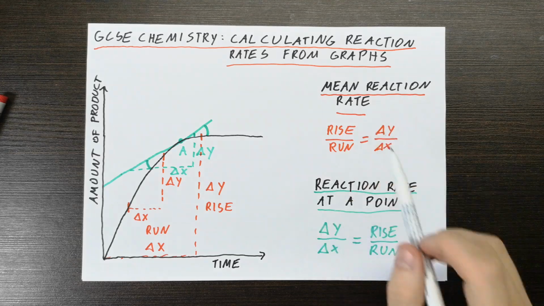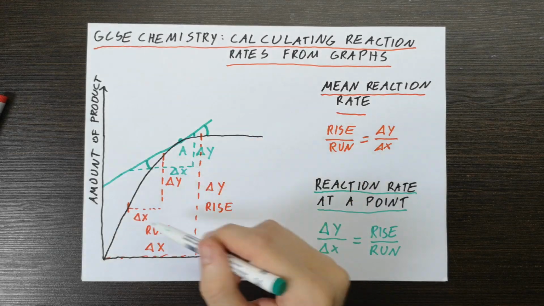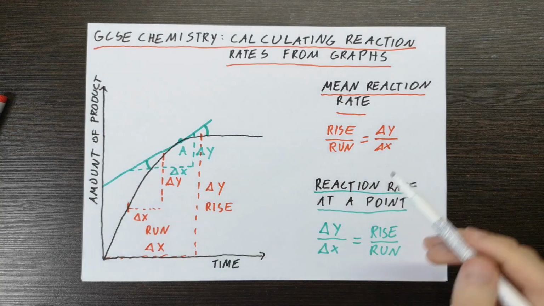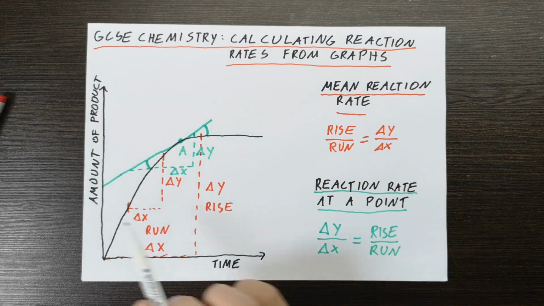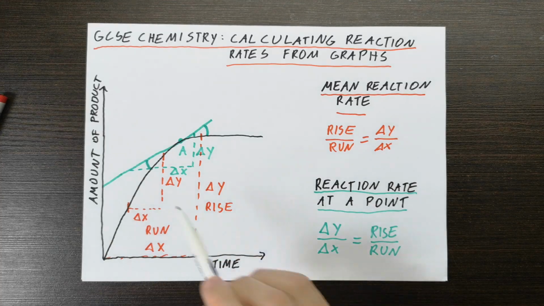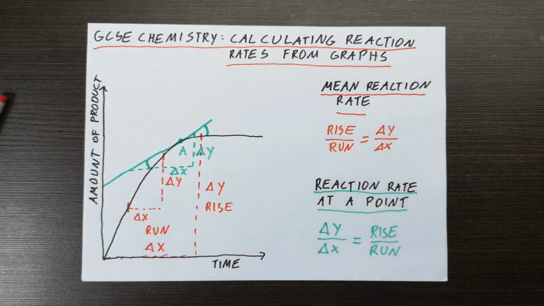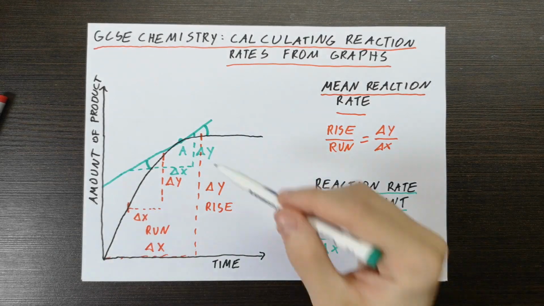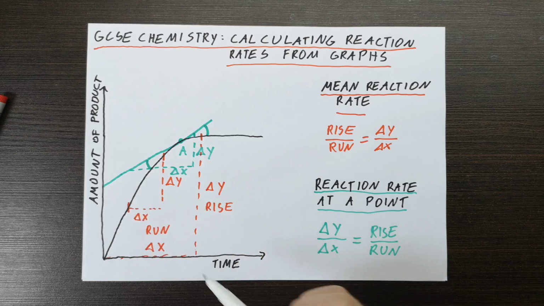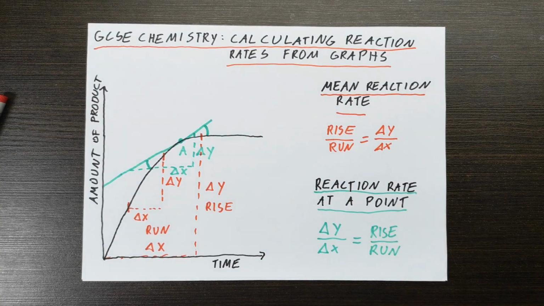For mean reaction rate, you get a point that you're interested in, you draw up that triangle that gives you change in y and change in x, and you do change in y divided by change in x. Same with the reaction at a point. The only extra bit is you actually have to draw a tangent that represents the reaction rate at this particular point, and then draw up a triangle that will give you again change in y and change in x, and you do change in y divided by change in x. So that's how you calculate the rate of reaction.